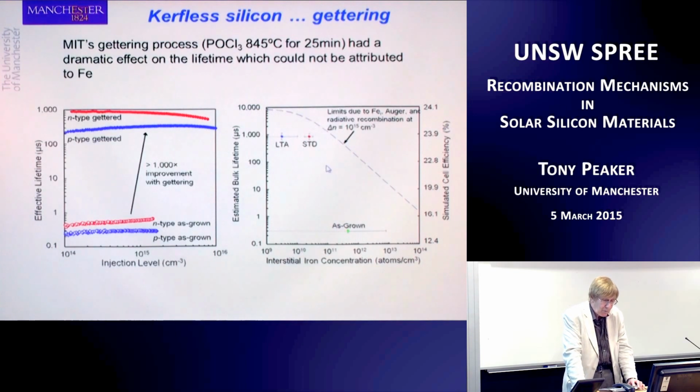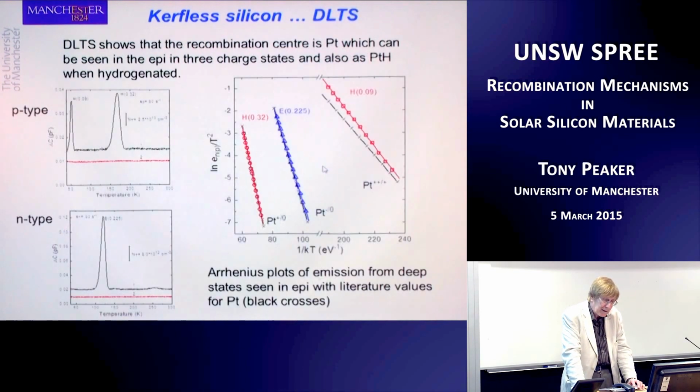And so we did DLTS on this, and the result was just amazing. It took an afternoon, and you discovered some very distinct peaks that disappeared totally on the gettering. And then we did the Arrhenius plot, and it's platinum. 2 charge states of platinum. This is in the N-type, this is in the P-type. This one doesn't agree exactly, but this is field dependent. In this material, which was more highly doped, the Arrhenius plot was slightly different.